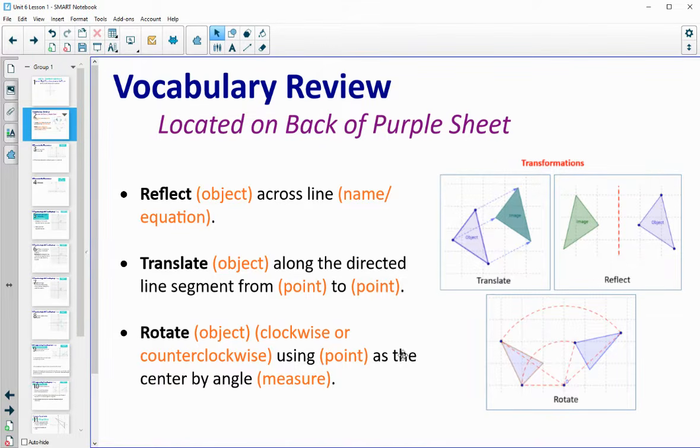Rotating, so you've got a center of rotation and you need to rotate the object either clockwise or counterclockwise around that point, and then name either the angle that you're rotating or the degrees. So rotate triangle ABC counterclockwise using 0, 0 as the center by angle ABC, okay, or something like 90 degrees.